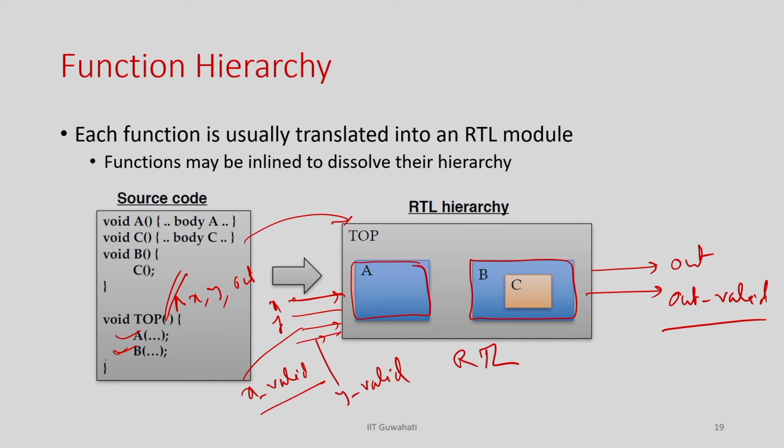It can also maintain the hierarchy. If B again calls a function C, it will create a module that is instantiated within module B. In general it will create hierarchical RTL modules, which maintain the hierarchy structure of the original C code. But sometimes if the function is very small, it might be inlined.